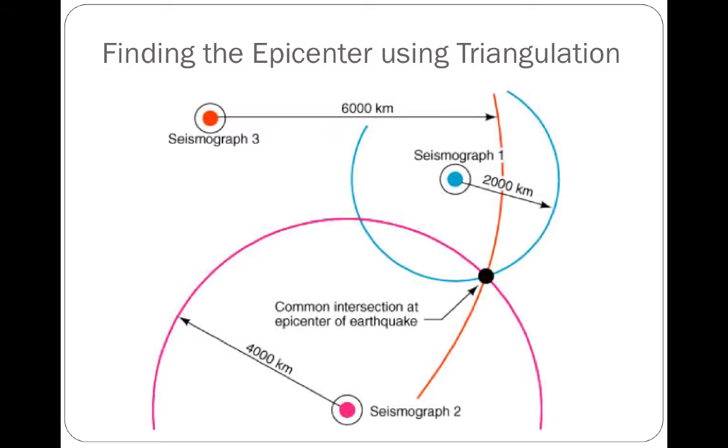You have to have at least 3 seismographs to find an epicenter, and we use a process called triangulation, where you plot the distance of the 3 places, and where the 3 lines meet is where the epicenter of the earthquake is.